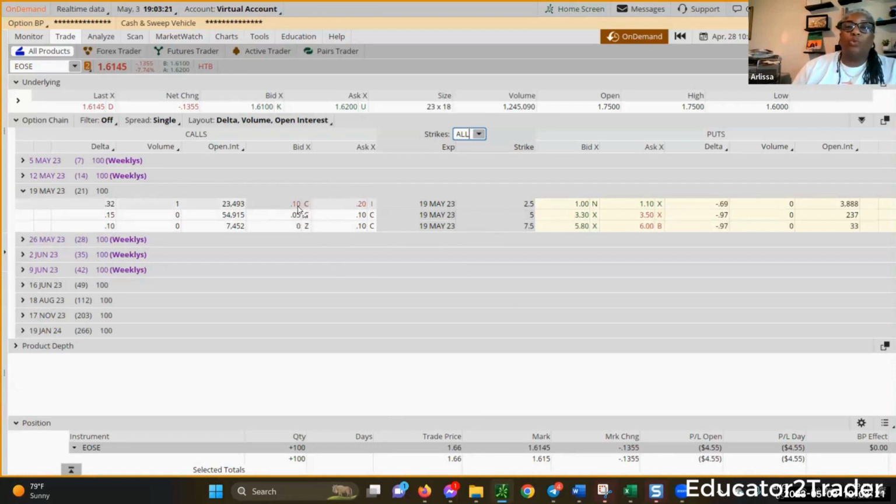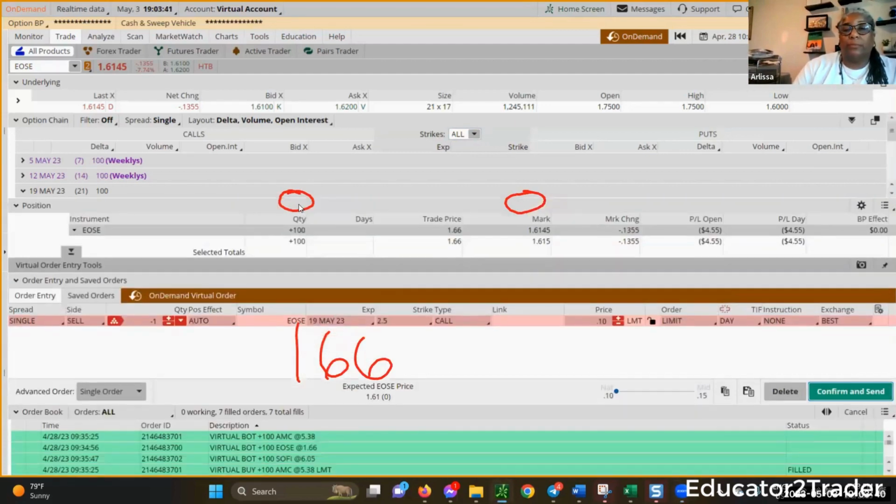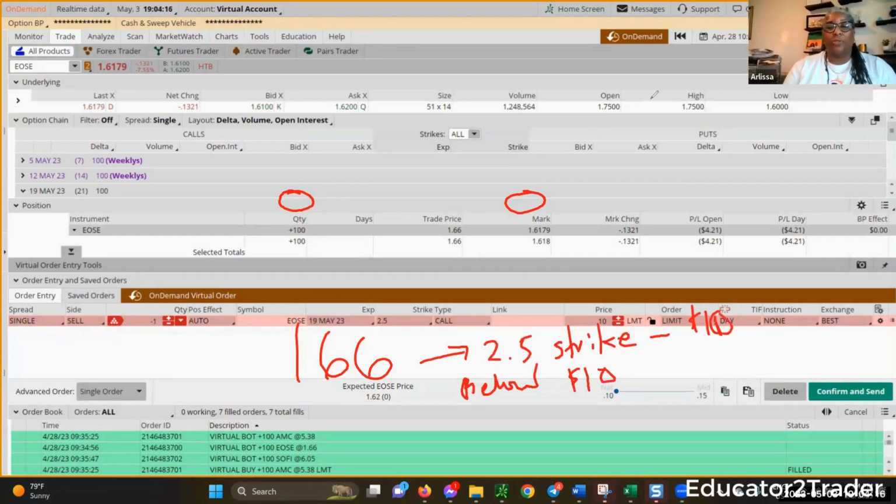If you pick a 2.5 strike, which is above what we paid, we paid $166, going above that is going to give us $10 return on our investment. Okay, let's talk about the 2.5. What does that mean for us? We kept our $10, and our shares.